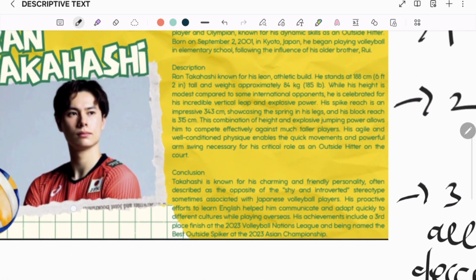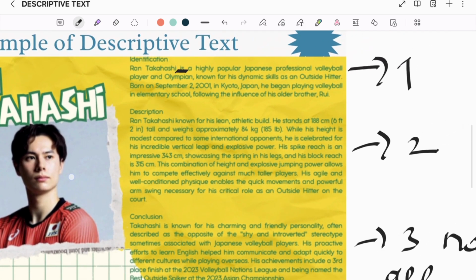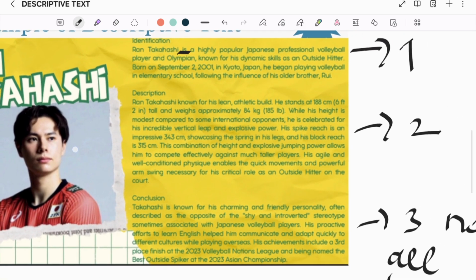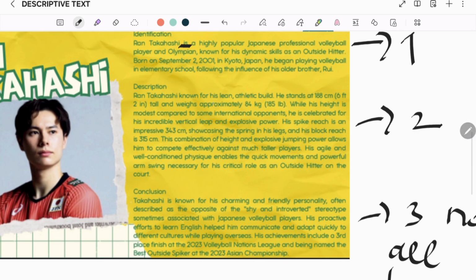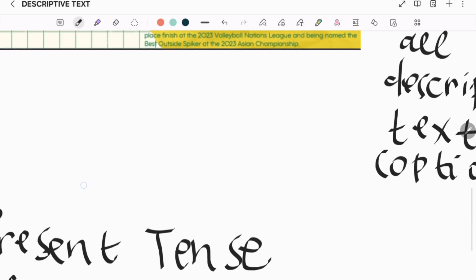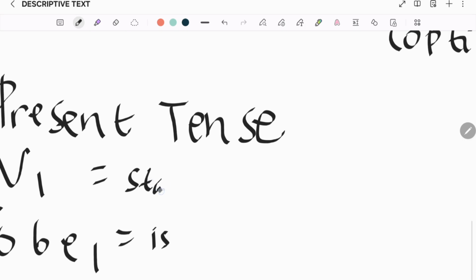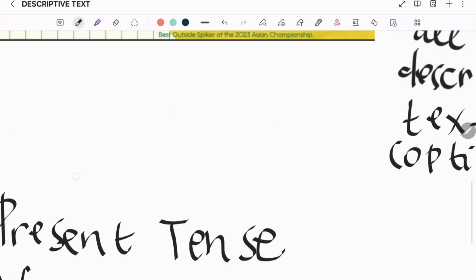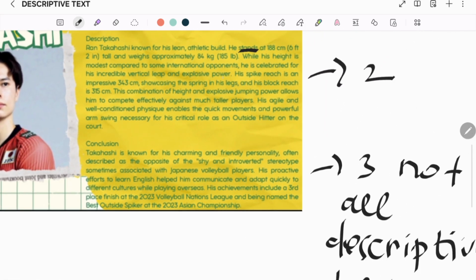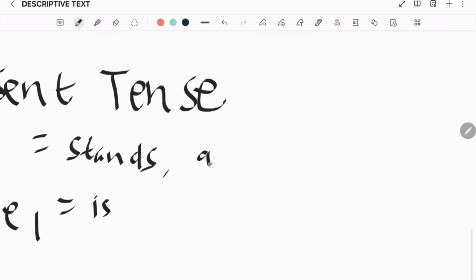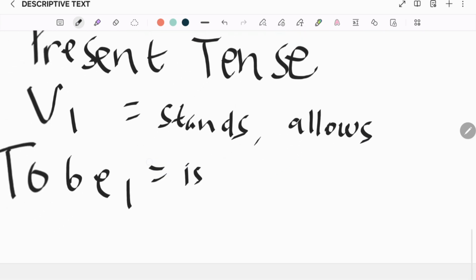And then, how about the verbs? Present tense here, we don't have that one. But in the second paragraph, we have 'stands', for example, as the verb. And then, is there any word again? Yes, 'is' is the same. This one is the same. And then 'allows'.